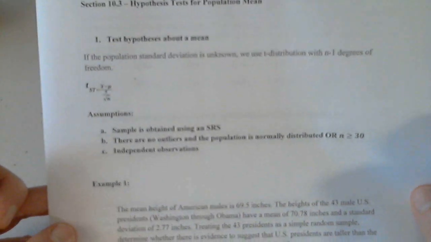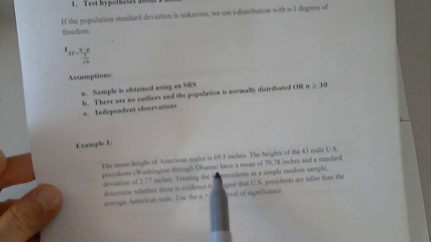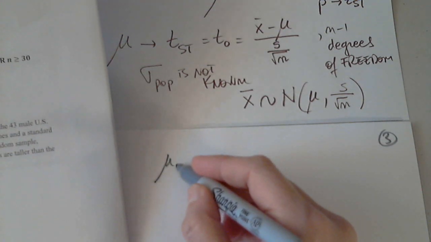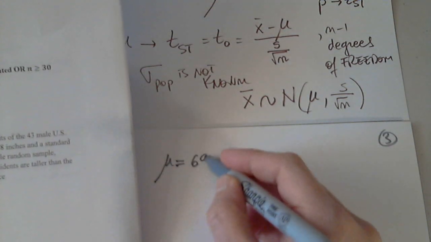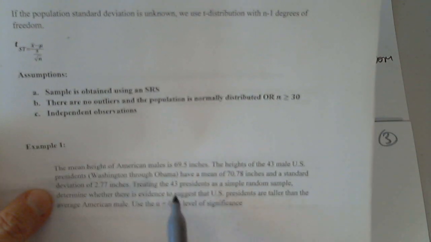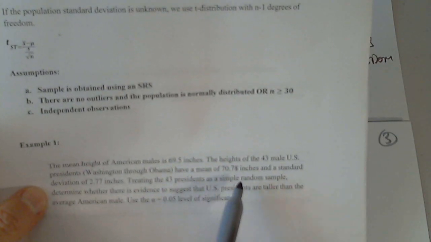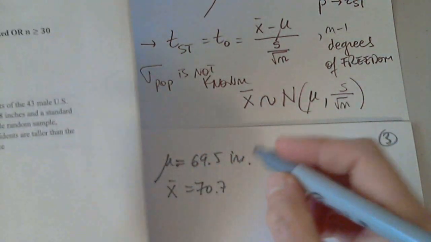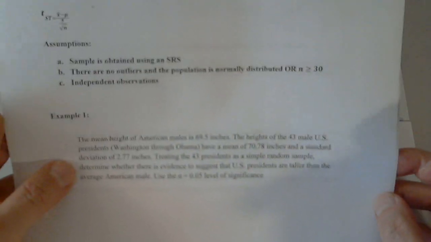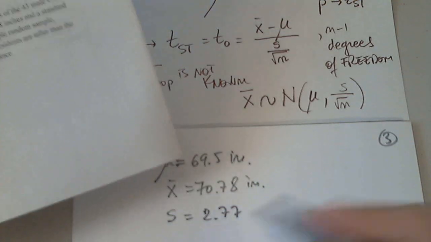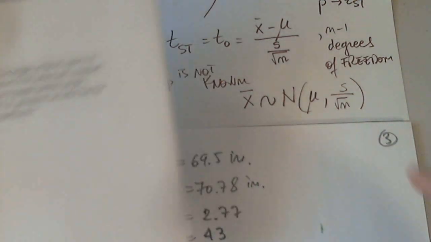Okay, so let's start with our first example. The mean height of American males is 69.8 inches. So this is known as being mu, or 69.5 inches. The heights of the 43 male U.S. presidents, Washington through Obama, have a mean of 70.78 inches. So this is our X bar. And the standard deviation of S for the sample, 2.77. Sample size, 43, more than 30.